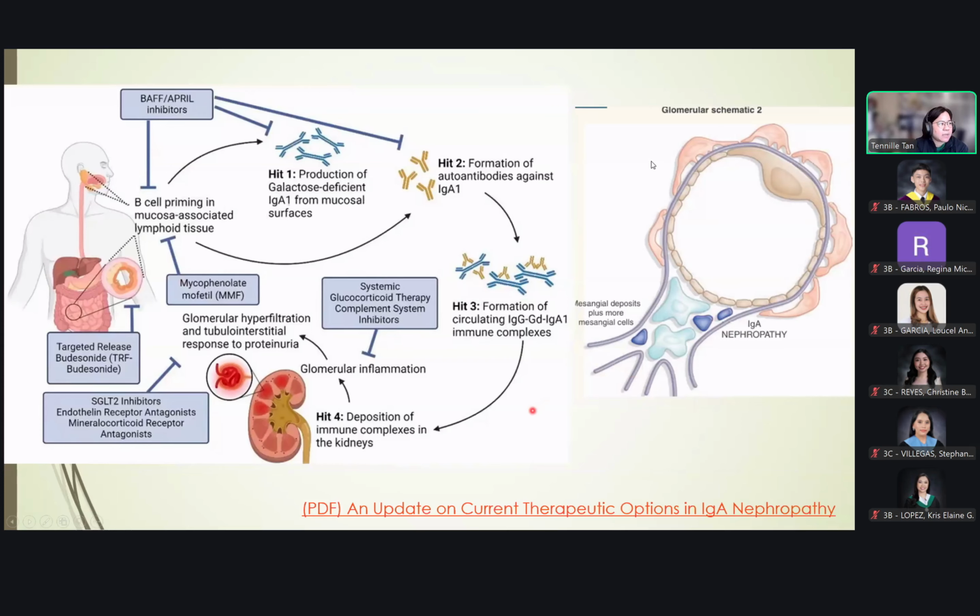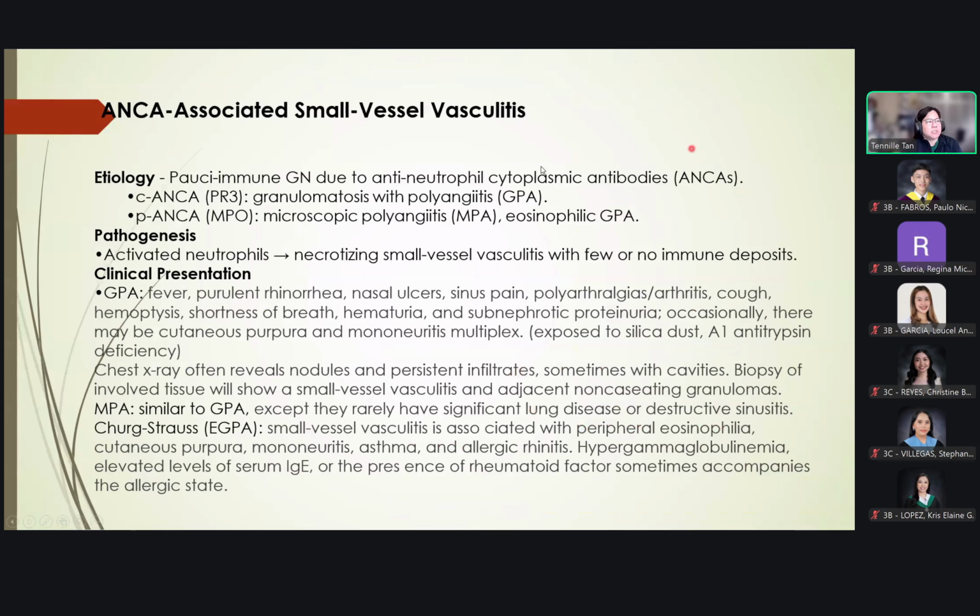So next we have our ANCA-associated small vessel vasculitis. The etiology is that these are pauci-immune glomerulonephritis due to anti-neutrophil cytoplasmic antibodies, or your ANCAs. So you have your C-ANCA or PR3, which is your granulomatosis with polyangiitis or GPA. You have your P-ANCA or your MPO, which is your microscopic polyangiitis, MPA, or your eosinophilic GPA. For pathogenesis, you have your activated neutrophils, which lead to necrotizing small vessel vasculitis with few or no immune deposits. That's why it's called pauci-immune. There's not much immune deposit.